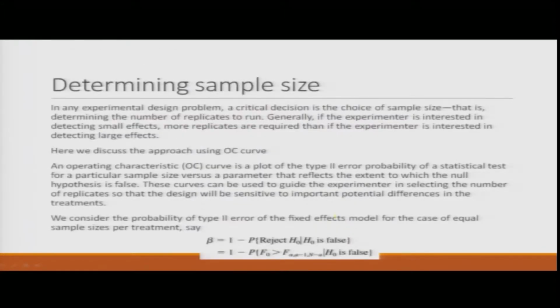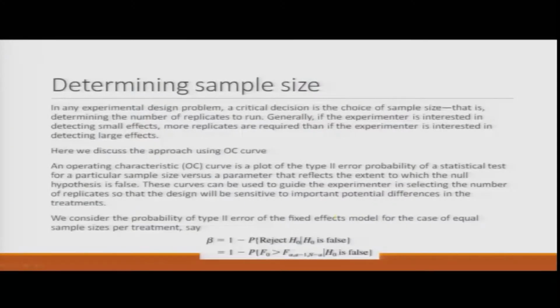So, now you want to determine the sample size. The next discussion would be determining the sample sizes. In any experiment design problem, a critical decision is the choice of the sample size, that is, determining the number of replicates to run. Generally, if the experimenter is interested in determining small effects, more replications are required than if the experimenter is interested in detecting large effects. Here we discuss an approach to this problem using the OC curve, the operating characteristic curves, which we did. If people have done the TQM 1 course, we have considered that.